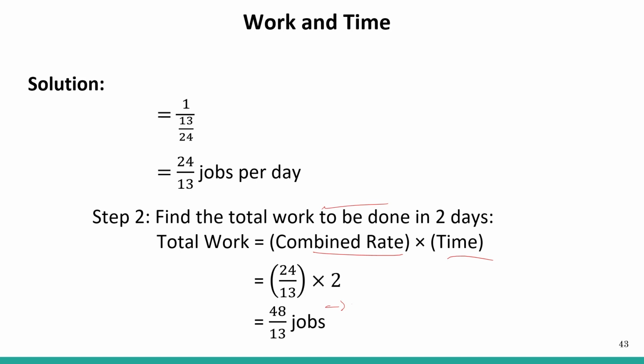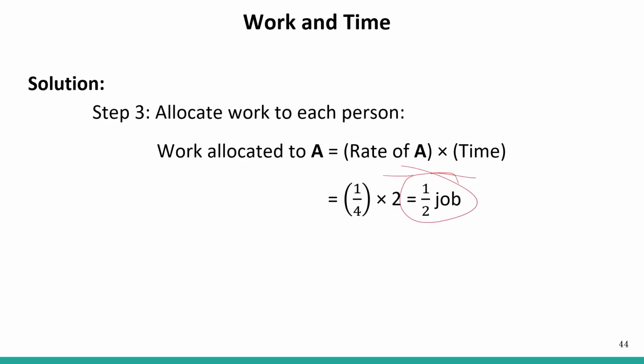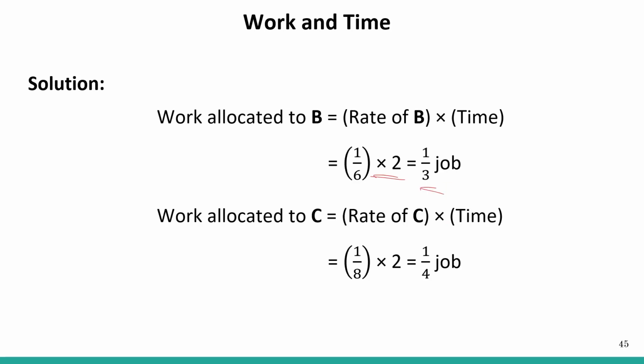So find the total work to be done in 2 days. Total work is equal to combined work into time. So 24 by 13 into 2 is equal to 48 by 13. So 1 by 4 into 2 is what? Work allocated to A is equal to half of the job. So work allocated to B is 1 by 3 of that job. So work allocated to C is 1 by 4 of that job.